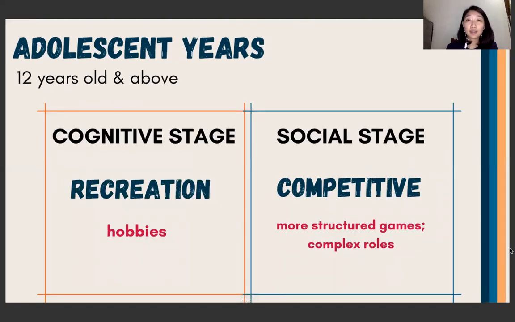For the adolescent years, 12 years old and above, these children engage in recreation or hobbies such as playing with musical instruments, dancing, or singing, among others. They may also participate in competitive games wherein there is more structure and more set of roles that they take in that are more complex and demanding.